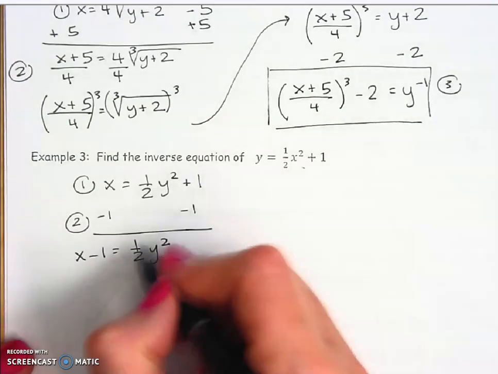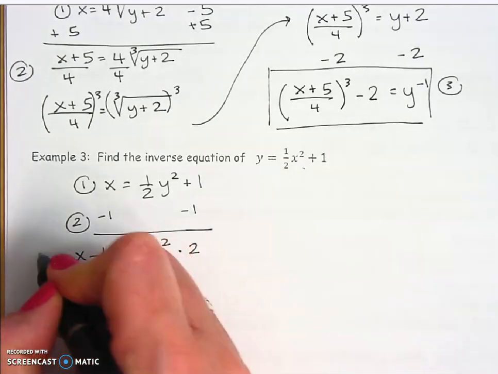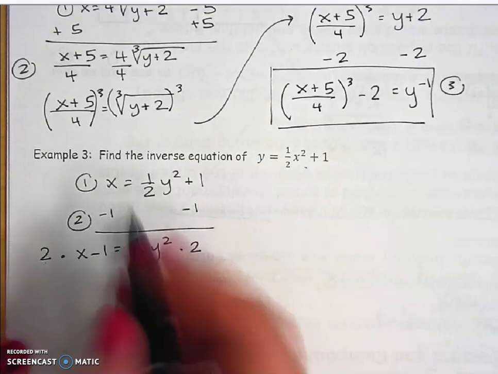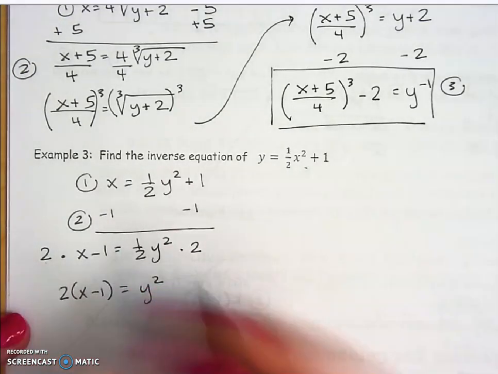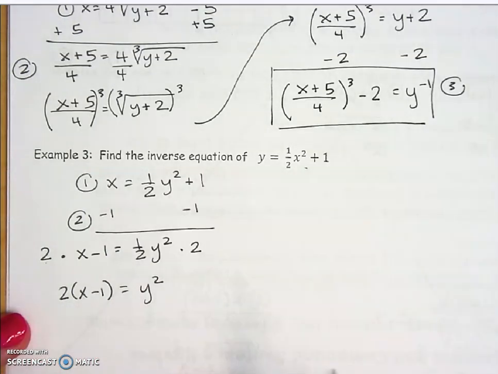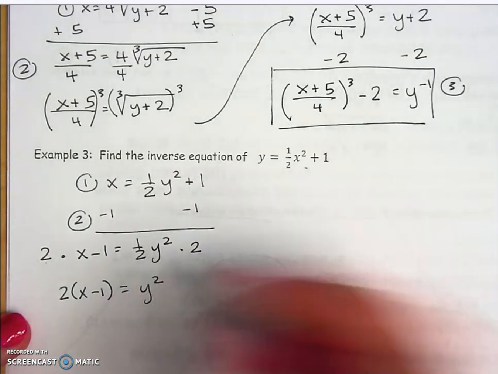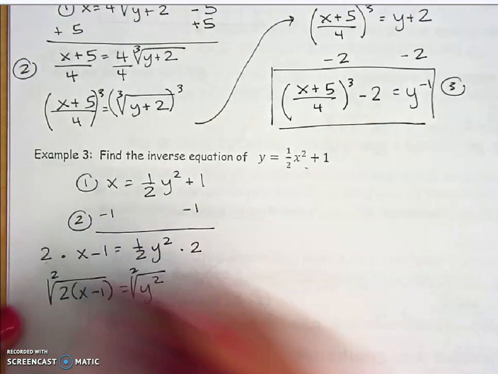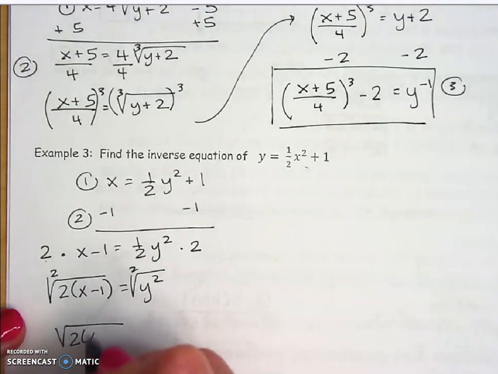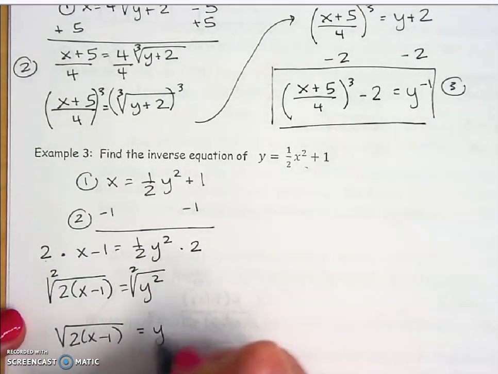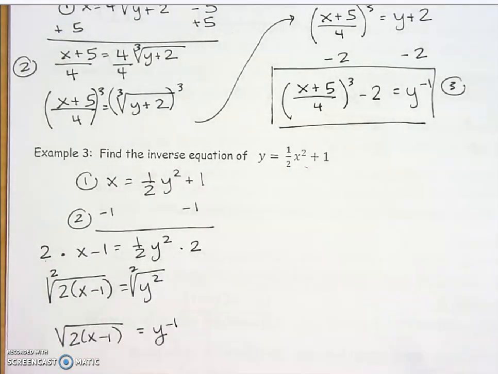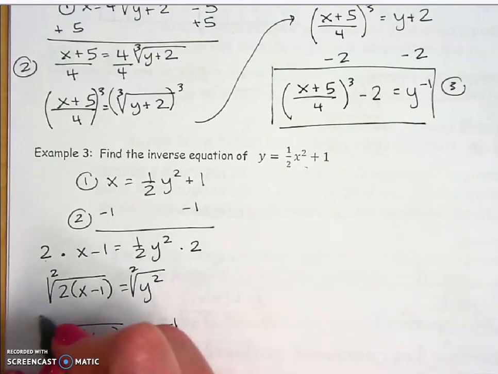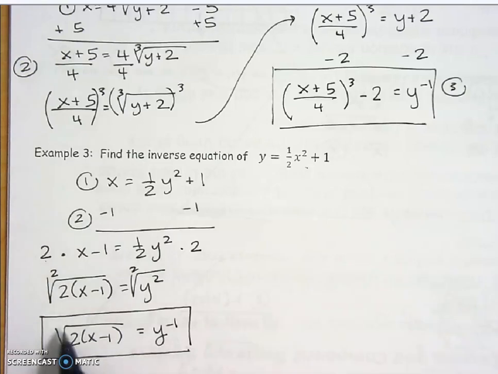So the next thing, I'm going to undo the 1/2 by multiplying both sides by 2. And just like earlier, 2 times a group, I'm going to put that group in parentheses. You could also distribute, if you like, 2x minus 2. And now that the y squared is isolated, I'm going to get rid of the square by square rooting both sides. And that's what equals y, or y inverse. You can write the 2 here for the root or don't. Square root can be understood as a 2 when you don't write it.